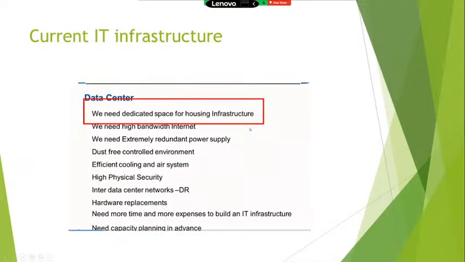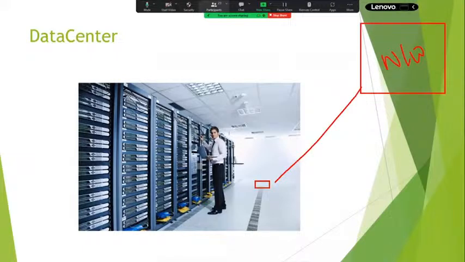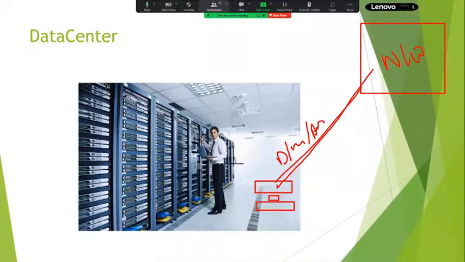Next, we need high bandwidth internet. For example, my organization's data center is in New York and I am sitting in Hyderabad. To access the data, our application information and our database, we need high bandwidth internet. That is another cost, right?